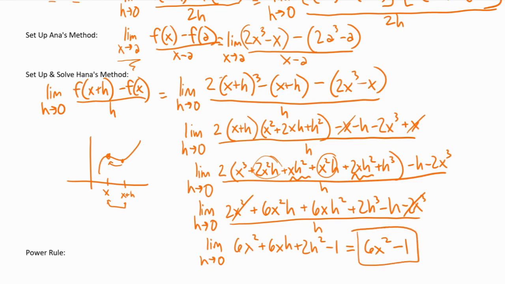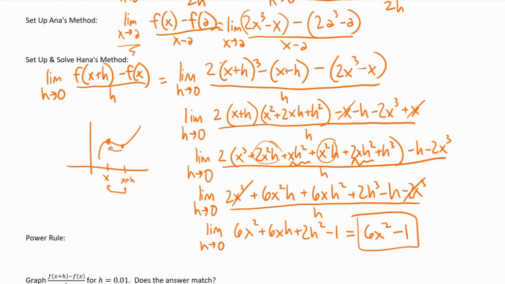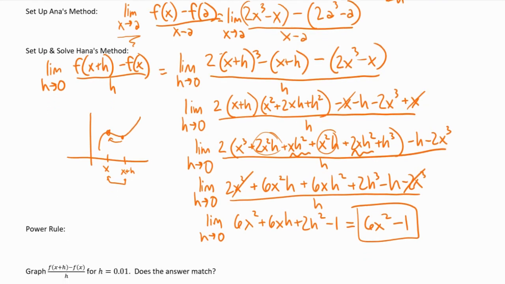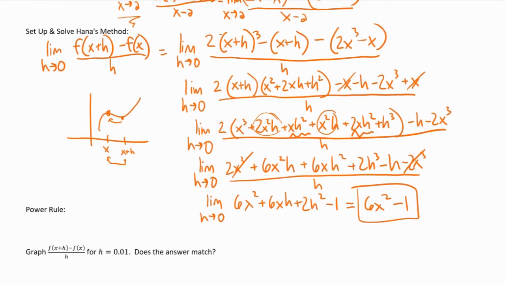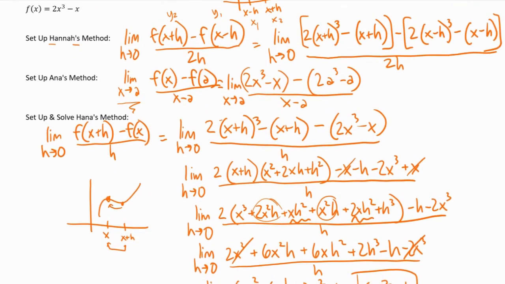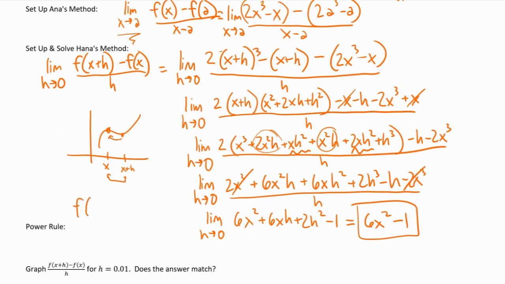So that is using the limit definition of a derivative. And again, this is the one I really want you to know. This is the one I'm going to hold you to. So let's use the power rule and double check that our answer was correct. So f of x is 2x cubed minus x.